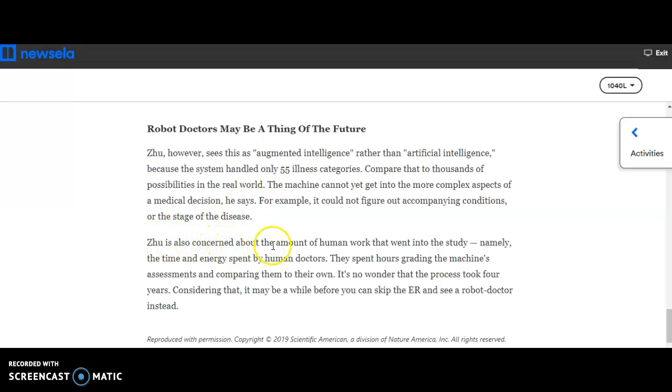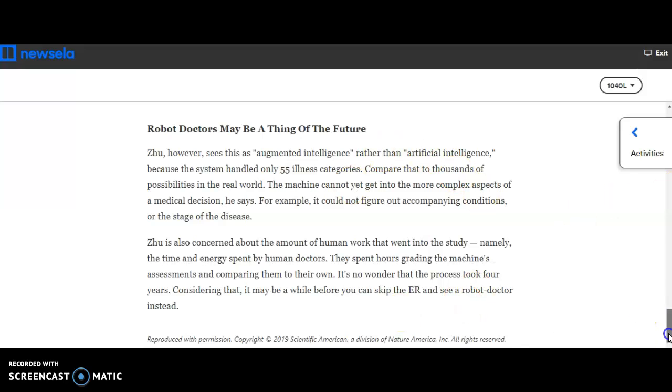Zhu is also concerned about the amount of human work that went into the study, namely, the time and energy spent by human doctors. They spent hours grading the machine's assessments and comparing them to their own. It's no wonder that the process took 4 years. Considering that, it may be a while before you can skip the ER and see a robot doctor instead.